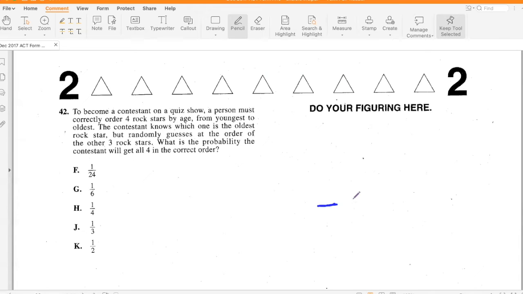Okay, so the oldest is known, but these 3 he randomly picks, right? So how many possibilities? 3 into 2 into 1. So there are 6 possibilities, of which only 1 is correct. So 1 by 6.